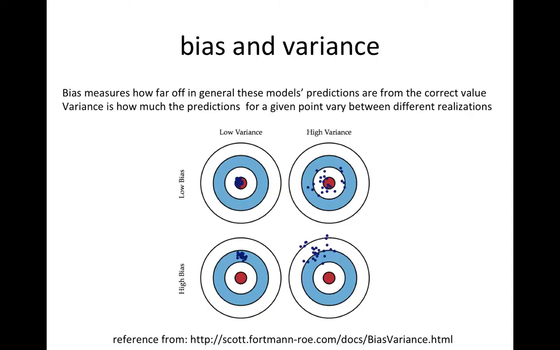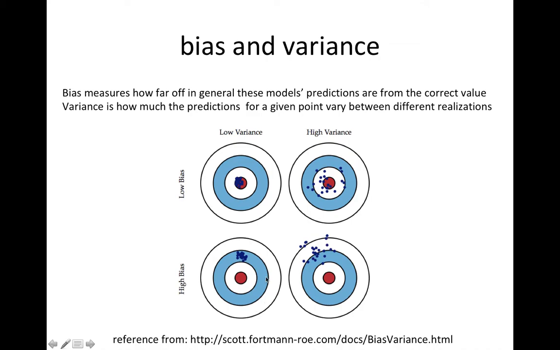So I keep saying bias and variance because these two terms are key factors to fix overfitting and underfitting. So what is bias and what is variance? Bias measures how far off in general the model's predictions are from the correct value, and variance is how much the prediction for a given point varies between different realizations. So here's a good visualization to explain this.